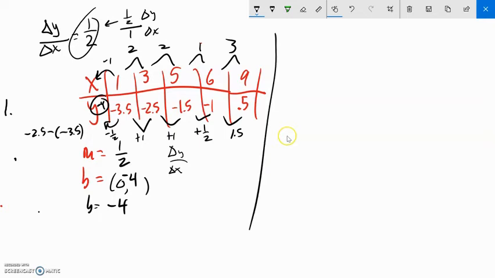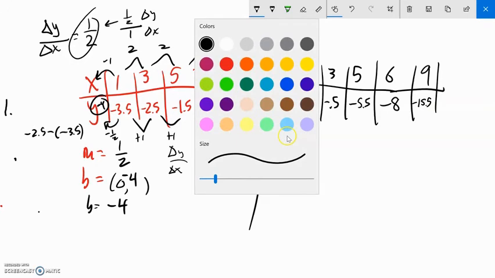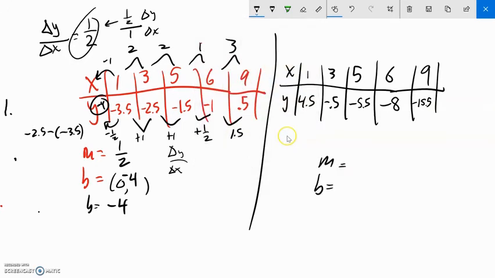Let's do another example like this, another table. And on this one, 4.5, negative 0.5, negative 5.5, negative 8, negative 15.5. So let's do this, think of this change as well. We're trying to find both m and b here, so our slope and our y-intercept.